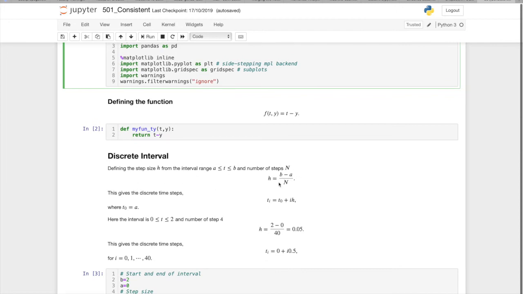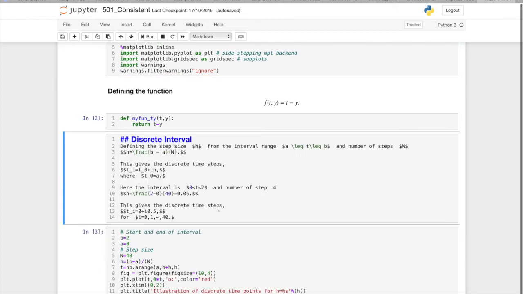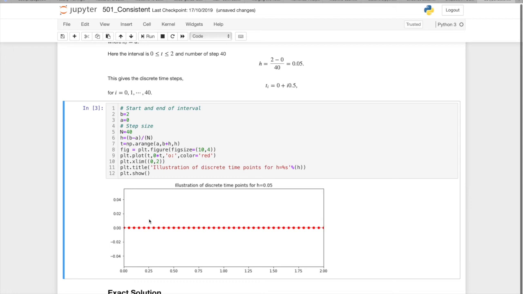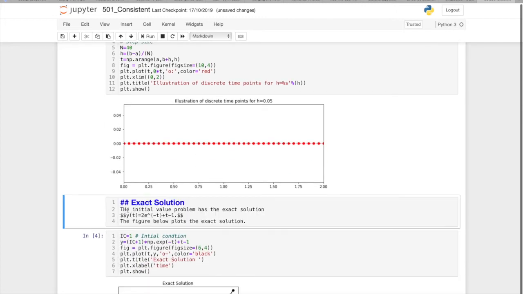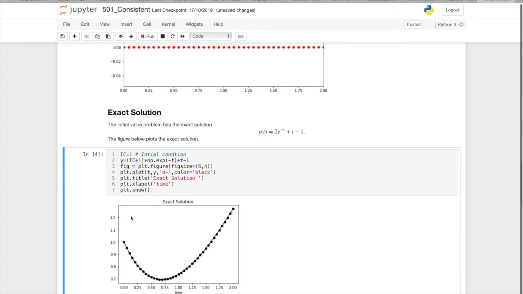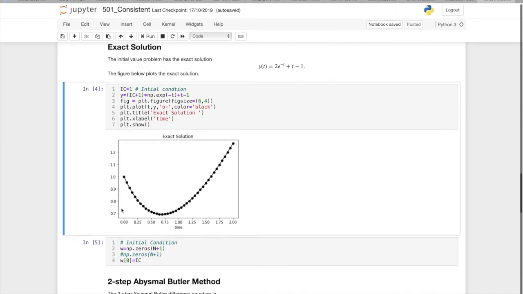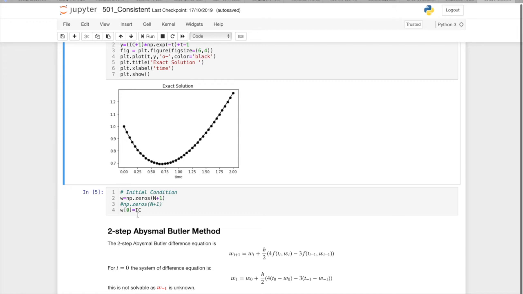Now, as always, we start with our continuous interval and we discretize it. So h is equal to (b minus a) divided by N if we have an interval from a to b. Here the interval is between 0 and 2, so h is equal to 2 minus 0, and I'm going to do it for 40 steps, so divided by 40. And what we see here is 40 dots along our process, and h is equal to 0.05. Now, as we know, the initial value problem has an exact solution. It's this nice little U shape here. We set up our equation with our initial condition: w0 is equal to our initial value, which is 1.